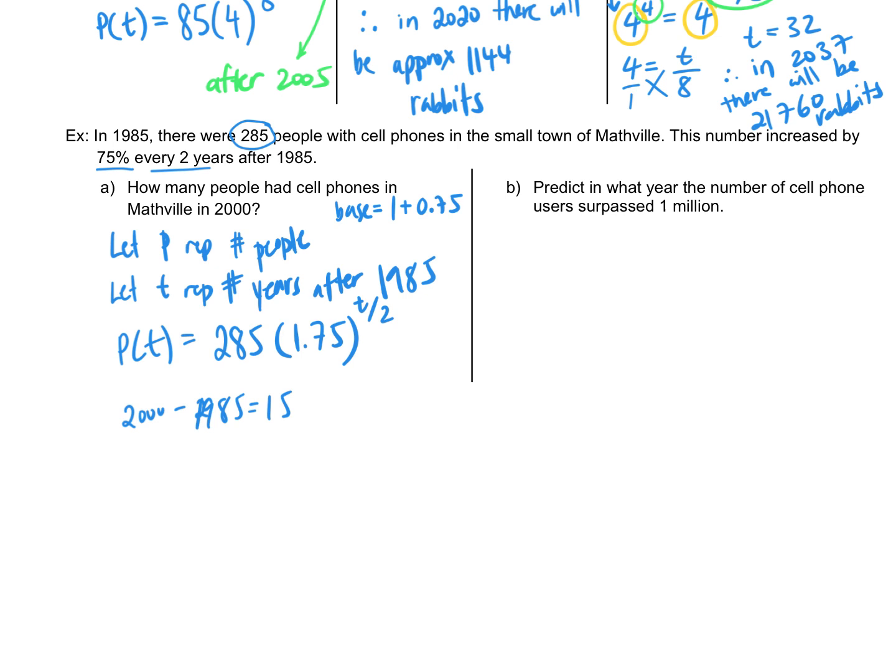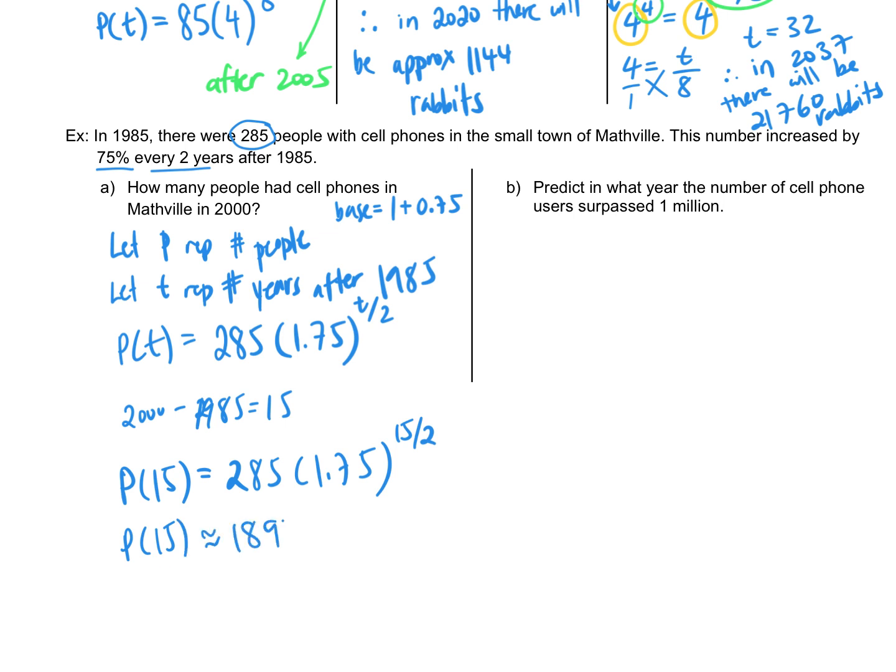So we're looking 15 years later, what is the number of people with cell phones? So P at 15 equals 285 times 1.75 to the power of 15 over 2. And again, I'm going to punch it in all in one go so I don't lose accuracy. And I'm going to round to a whole number because this is people. So that means in 2000, approximately 18,951 people will have cell phones.